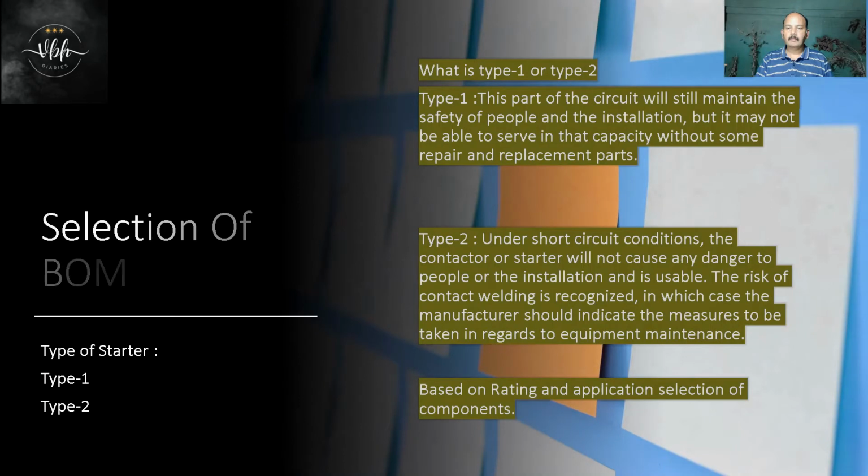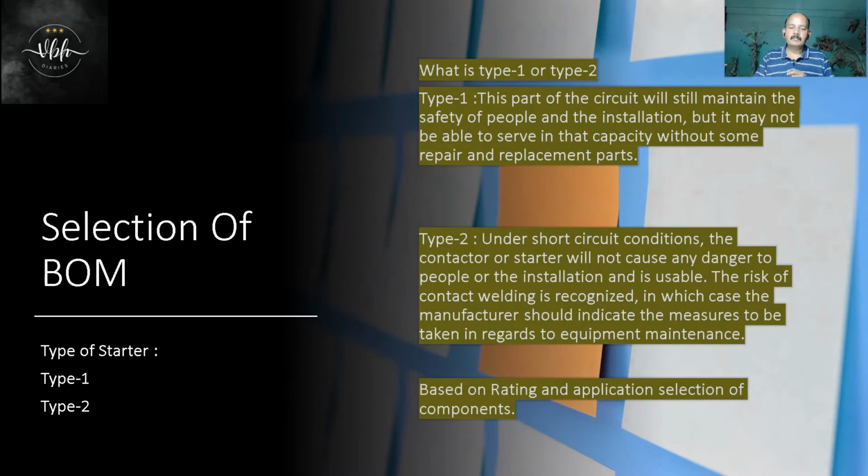So now we are clear what is the DOL we required and what is the size of the motor. Everything we'll come to know, and we have decided to go for one starter, particularly DOL or RDOL, we have selected. So now the next process, we need to select the components.